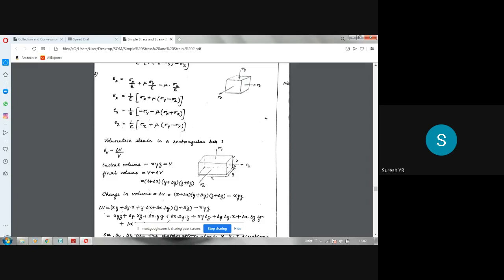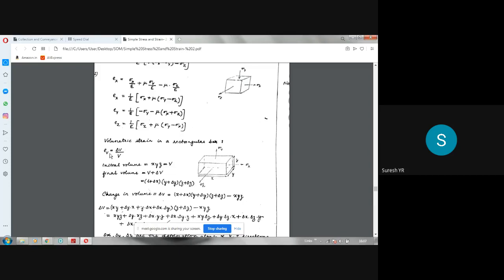So volume will get increased. Suppose if it is subjected to compressive stress, then volume gets reduced. The initial volume here is x into y into z, that you know. Volume of a rectangular bar is x into y into z, length into width into height. So final volume, I will take it as V plus delta V. So here delta V is the change in volume, which is more than the initial volume because tensile stress is developed. So delta V by V is nothing but your volumetric strain.